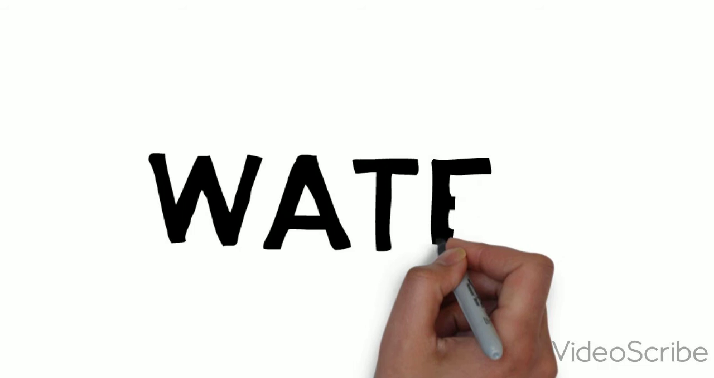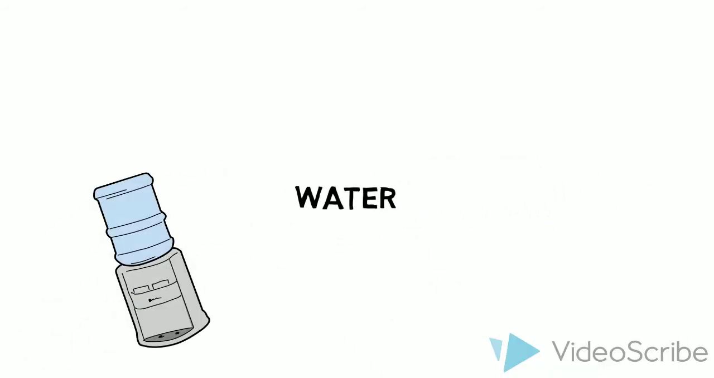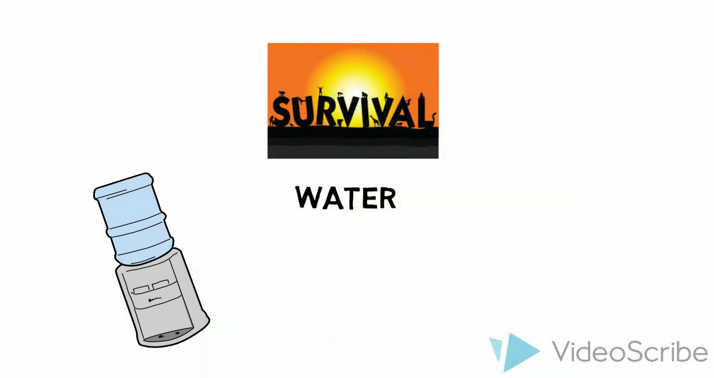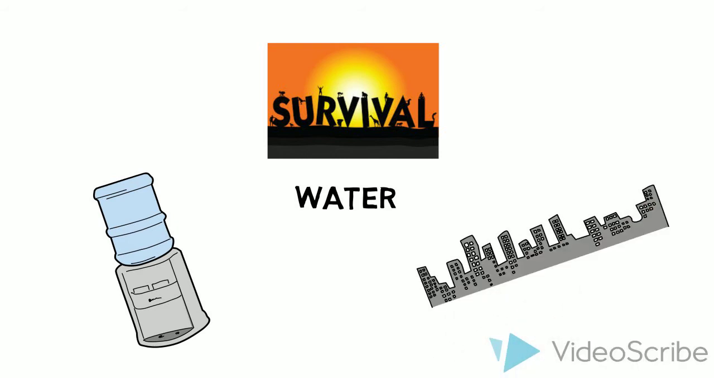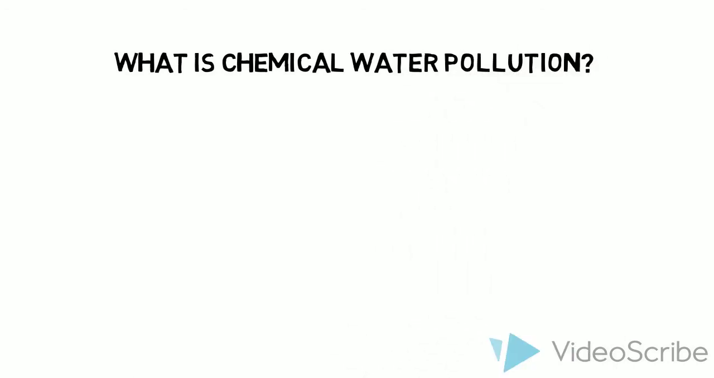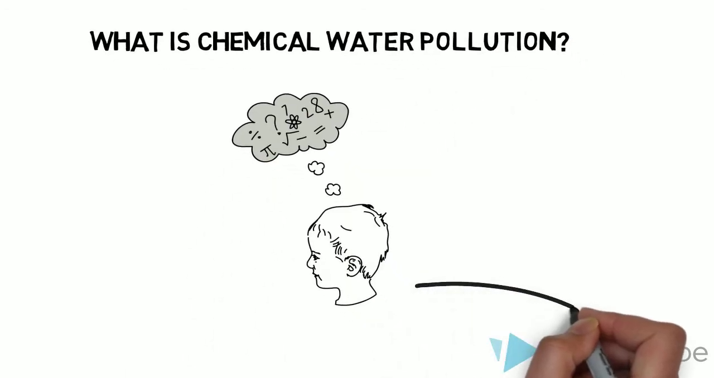Water. Water is the most important natural resource and is crucial for the survival of all living organisms. The environment, economic growth and development, and lifestyle are all highly influenced by water. Water can be affected by many things such as chemical water pollution. What is chemical water pollution? Chemical water pollution is a contamination of water bodies using chemicals and toxins.